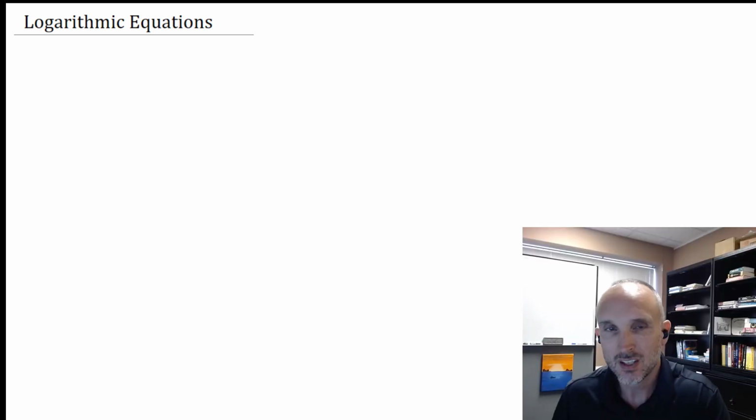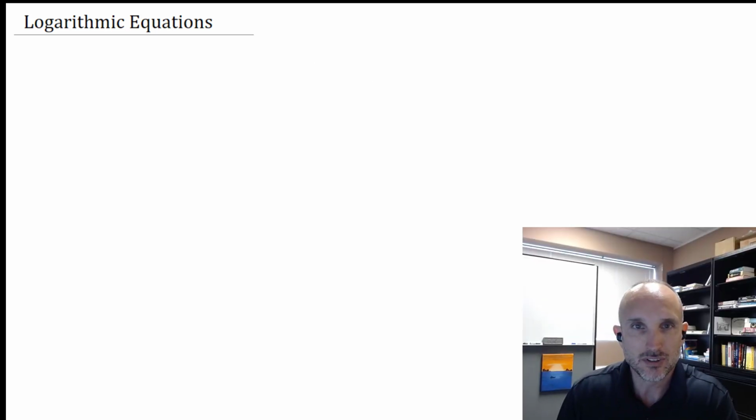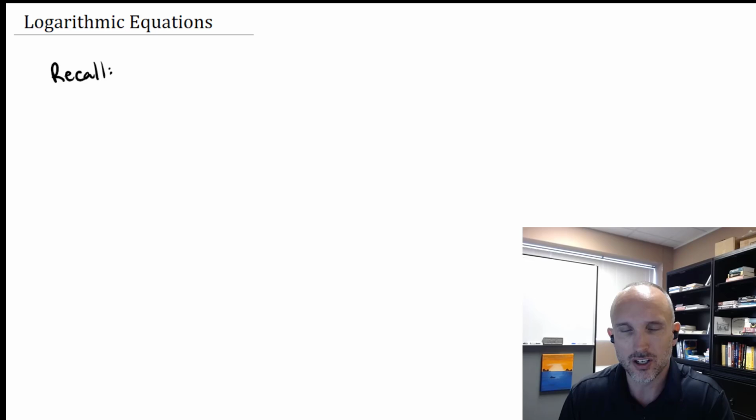Lots of pieces to this puzzle, but I'm going to do my best to do several examples to give you the idea of how to think about this process and how to solve these efficiently. So the first thing I want to do is remind you of how to undo a log.